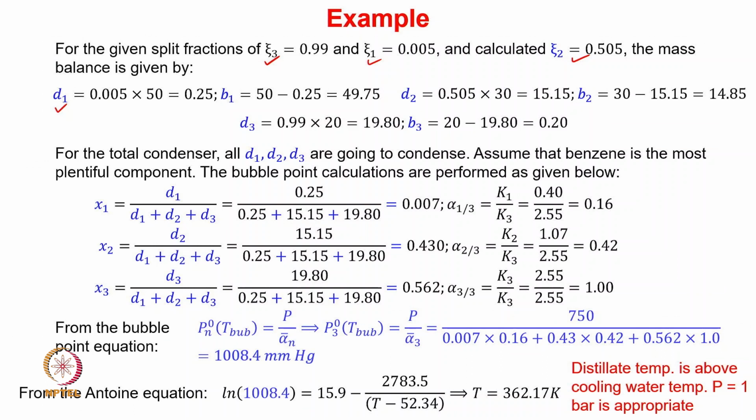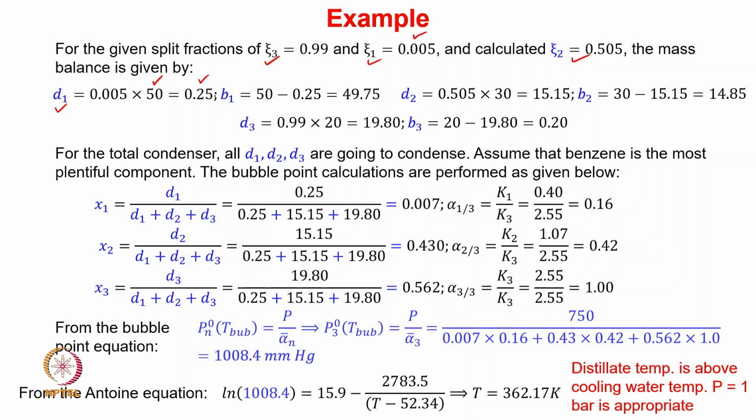So we are looking at how much will be the molar flow rate of the orthoxylene in the distillate, that we can obtain directly by multiplying the corresponding split fraction into the feed rate. Feed rate is what? 50 kilomole per hour. So 50 into 0.005 gives me the molar flow rate of the heavy key component in the distillate. So that comes around 0.25 kilomole per hour.